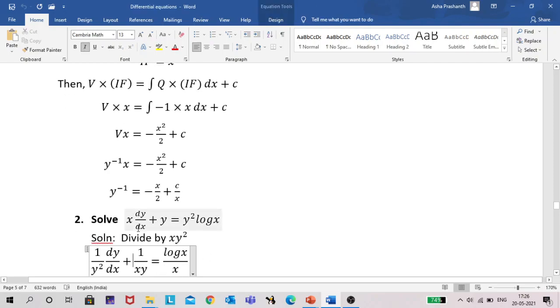Next, we go for the second problem. The second problem is x into dy by dx plus y is equal to y square log x. Here also the same thing. First we should divide by the q coefficient, right? Here the q coefficient is what? y square. We should divide by y square, and in the standard formula we don't have any coefficient for dy by dx. So the whole equation is divided by this x and this y square. Okay.